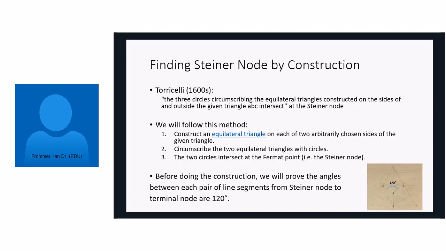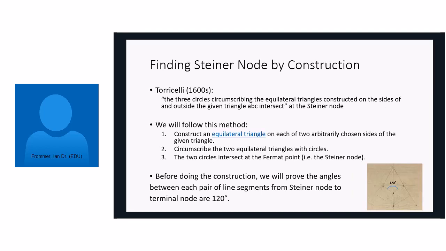So here's how it works. We're going to do this not quite immediately. We'll do this a little bit later on today. One other thing in between. But the way that you do this is if you go back to Torricelli's original quote. Oh, I'm sorry, I had the years wrong. It was the 1600s. And what he said is the 3 circles circumscribing the equilateral triangles constructed on the sides and outside the given triangle ABC intersect at the Steiner node.